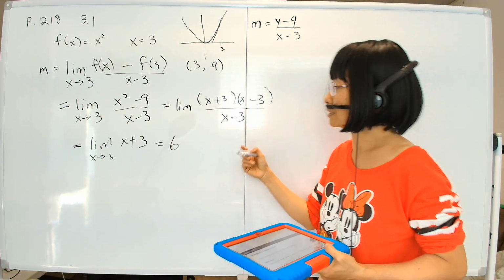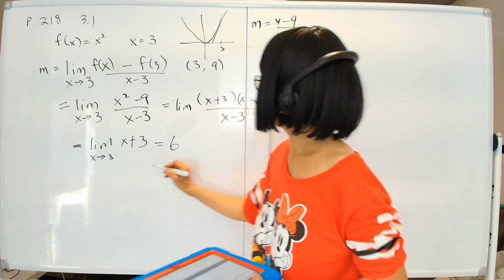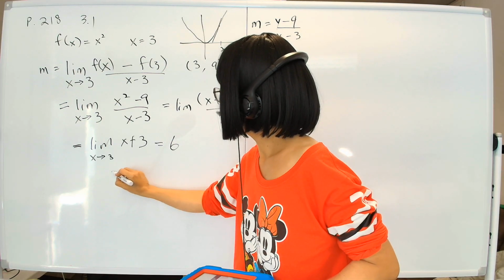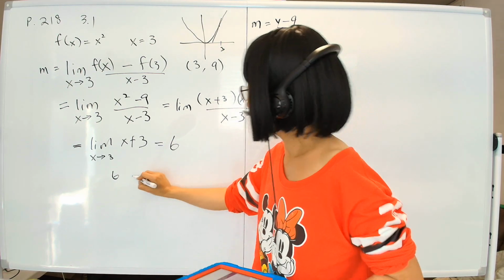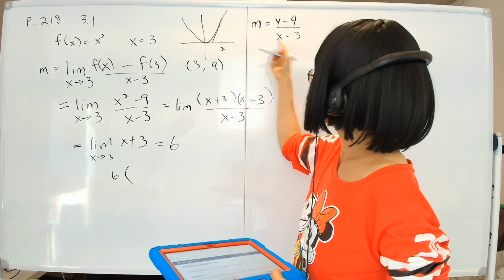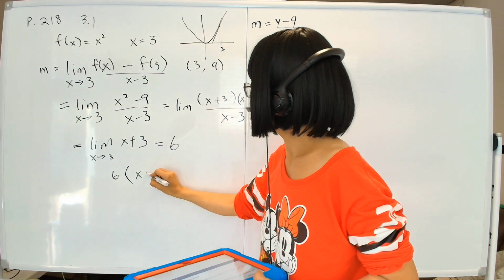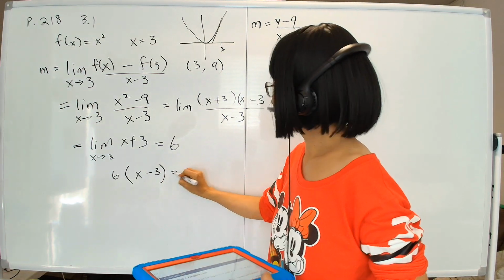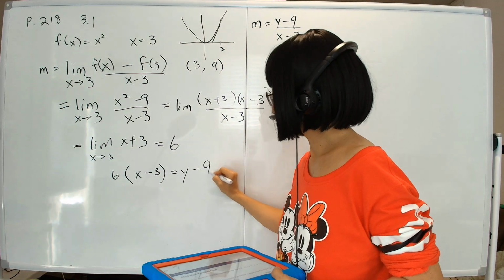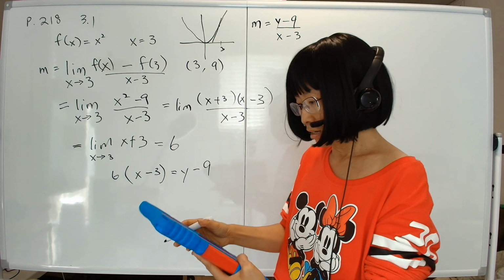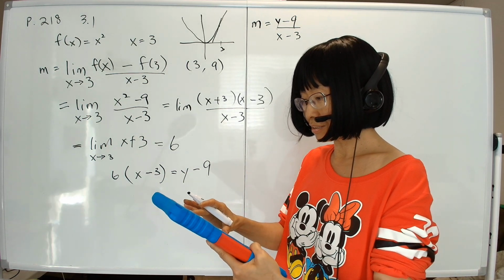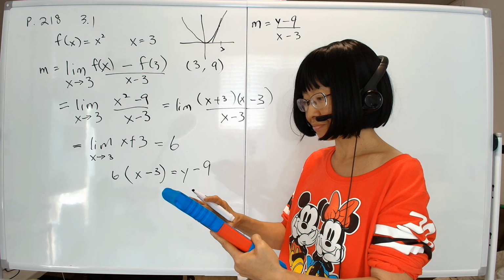So the equation is 6 times x minus 3 equals y minus 9. You move that over. And that's your equation for the tangent line. And then this equation cleans up a little bit.